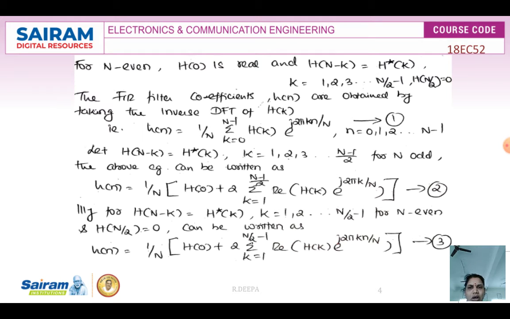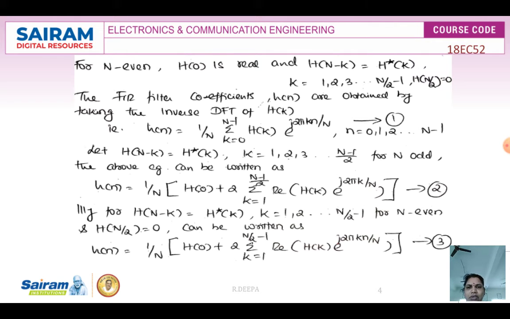So even for n even, we can force the conjugate symmetry as follows: take h of 0 as real and h of n minus k is equal to h conjugate of k, where k ranges from 1, 2, 3 up to n by 2 minus 1, and the center value h of n by 2 is taken as 0 for n even.